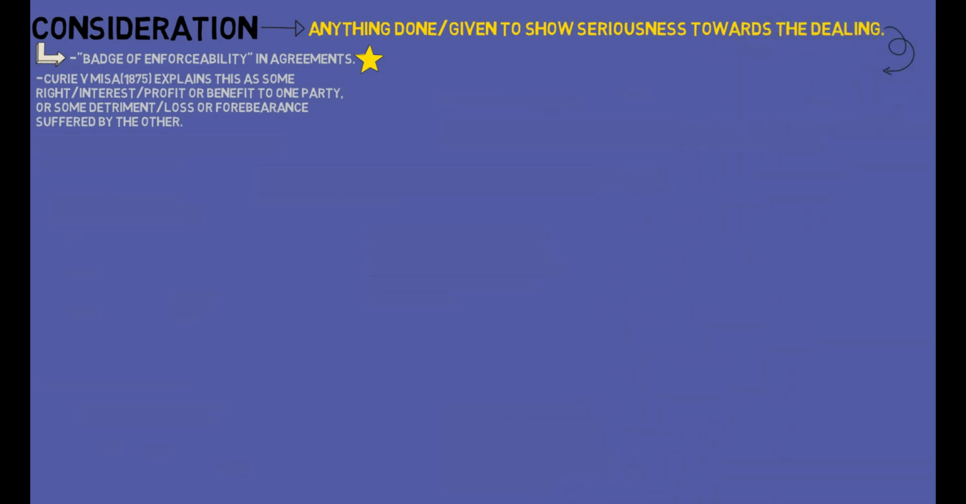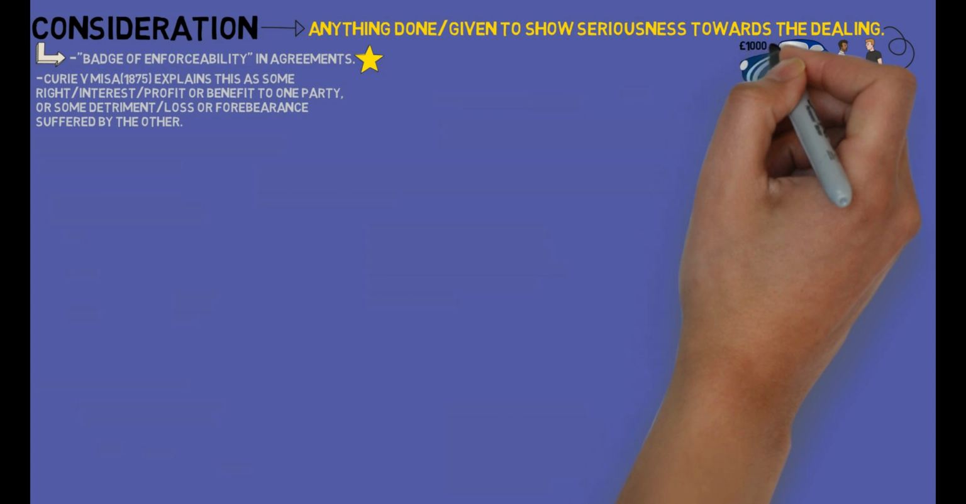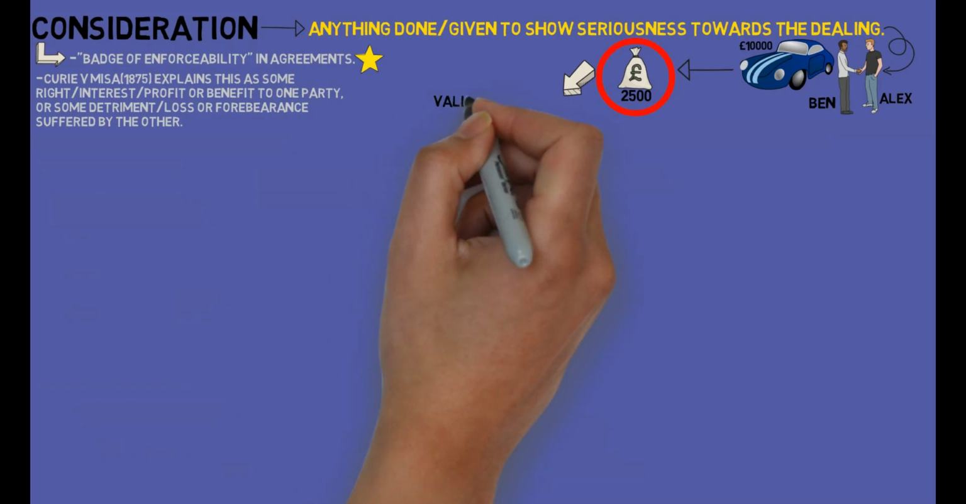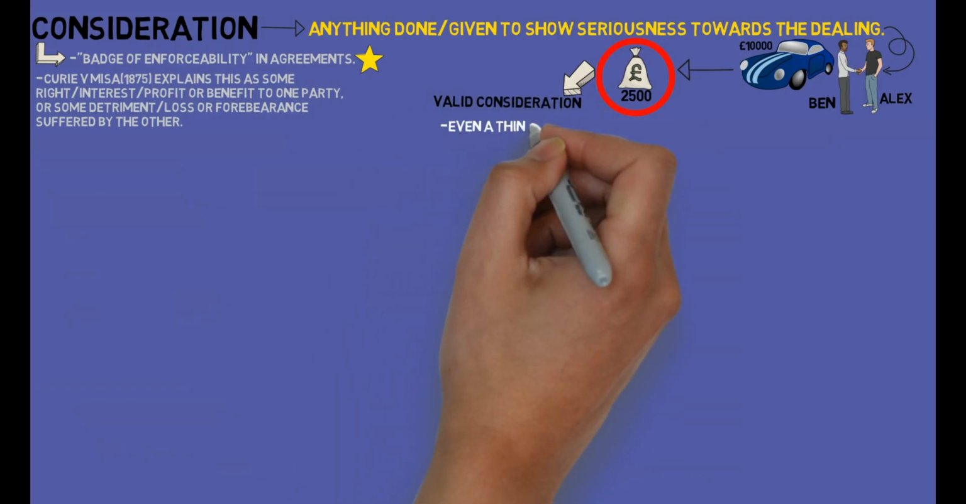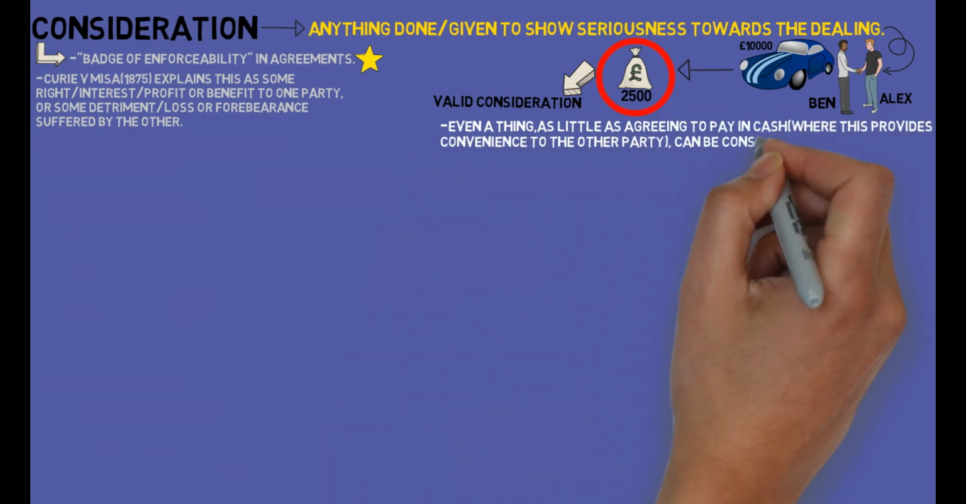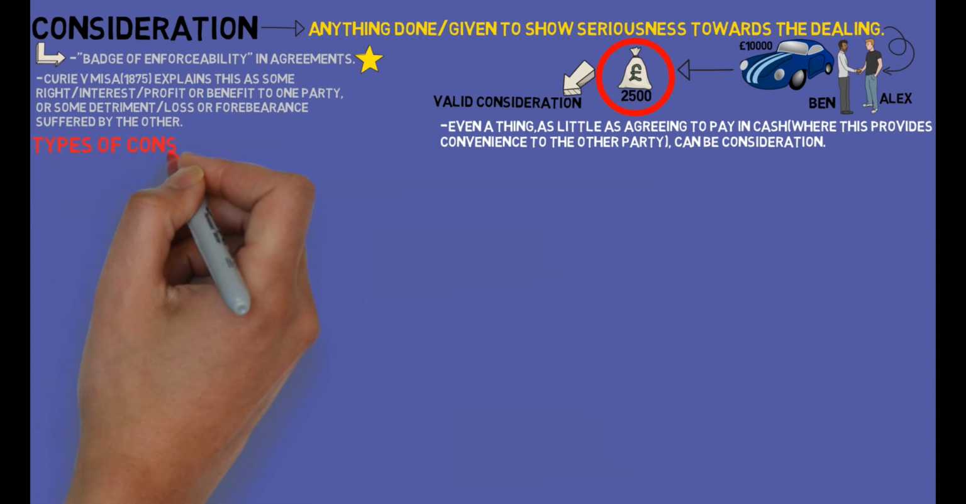To understand this more, have a look at this example. This is Alex and this is Ben. Alex and Ben are having discussion regarding the sale of Ben's car worth £10,000. They have both agreed to the terms and have reached a contract. To show seriousness, Alex has given a fraction of the price of the car, which is £2,500. Now this £2,500 is the valid consideration. Even a thing as little as agreeing to pay in cash, where this provides convenience to the other party, can be consideration. Consideration is of two types.